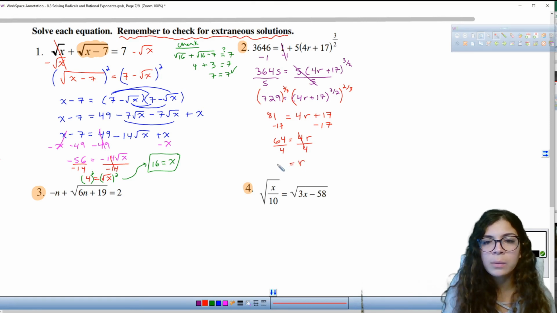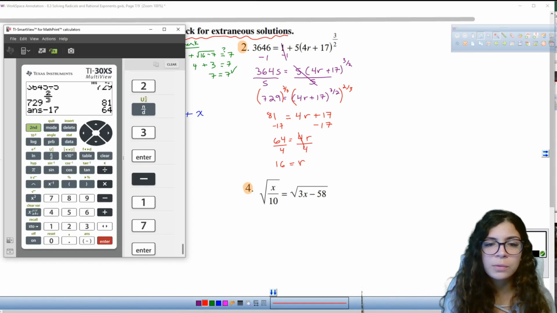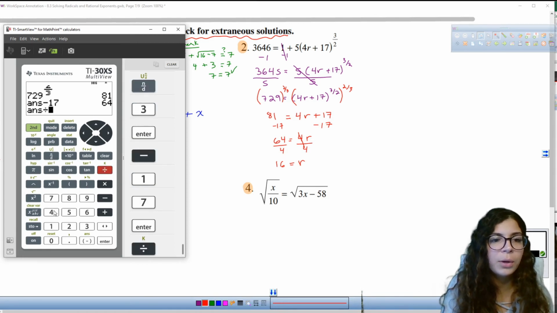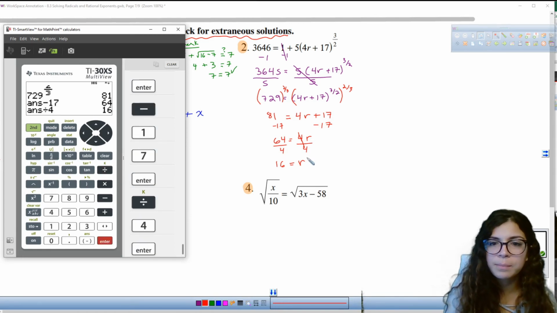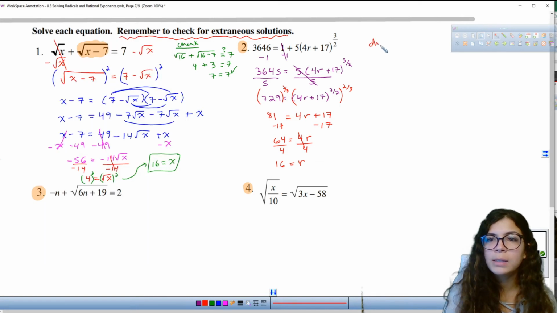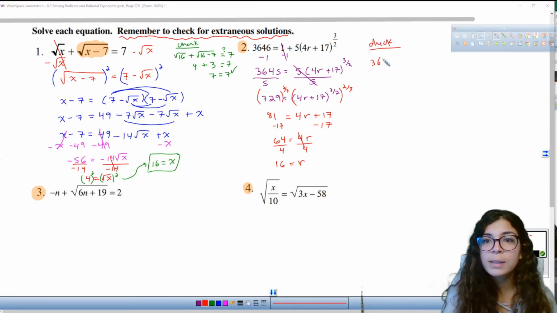We get r equals 16. And I'll just verify 64 divided by 4, 16. Okay, so let's go ahead and just check that solution. Does 3646 equal 1 plus 5 times (4 times r plus 17) to the power of 3 over 2?